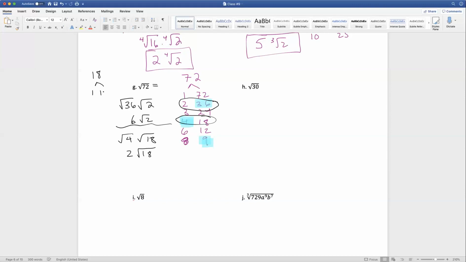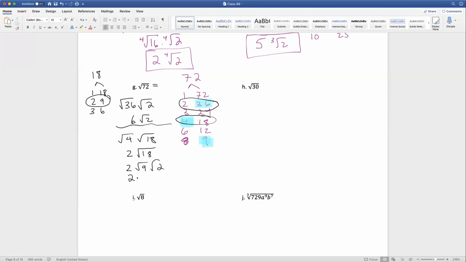18 has factors 1 and 18. 18 has factors 2 and 9. 18 has factors 3 and 6. So 18 has a perfect square factor in it, right? 9 is a perfect square, so we can break that down even further. We would have 2 times the square root of 9 times the square root of 2. And watch what happens. It's really neat.